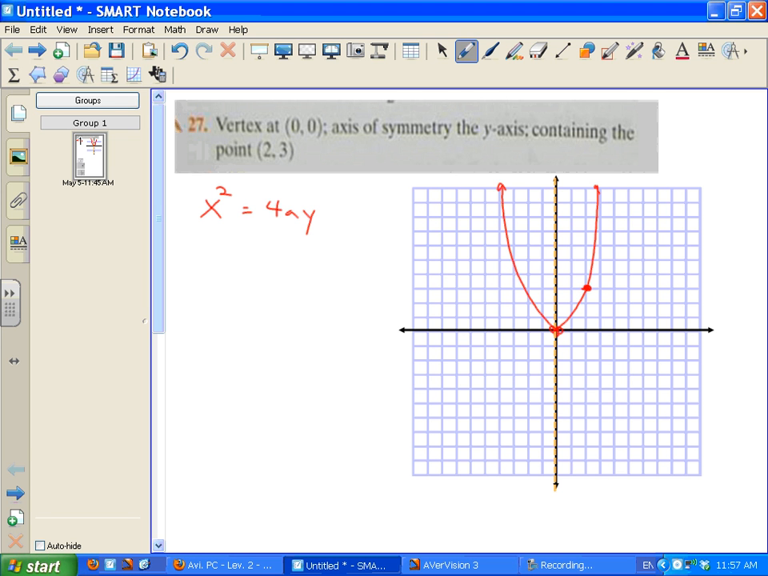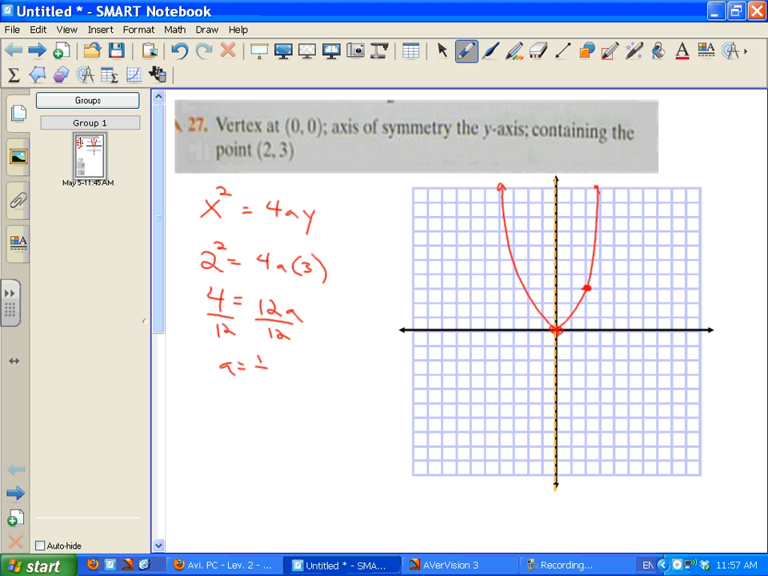Now, I wish that I had a point on my parabola that I could plug in for x and y in order to solve for a. Oh, wait, we do. My x is 2, so it's 2 squared equals 4a times the 3. So that's 4 equals 12a. So what's a?